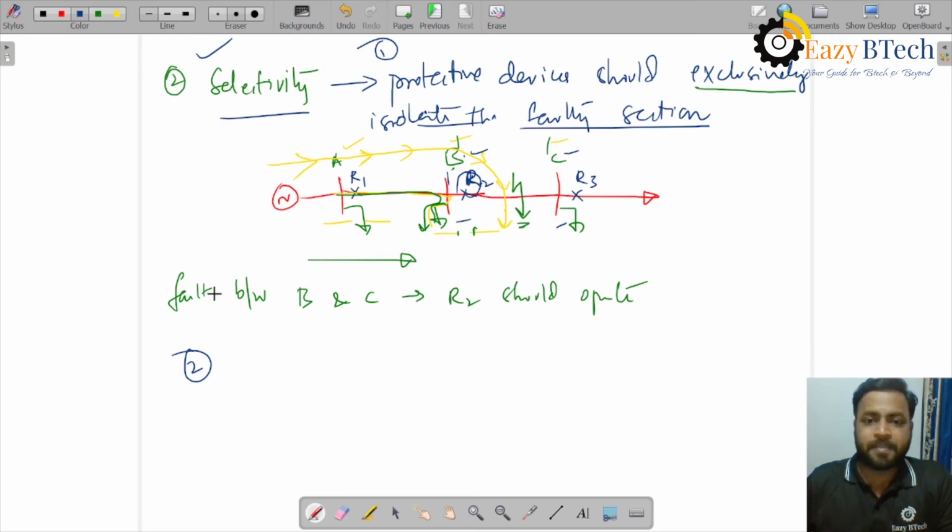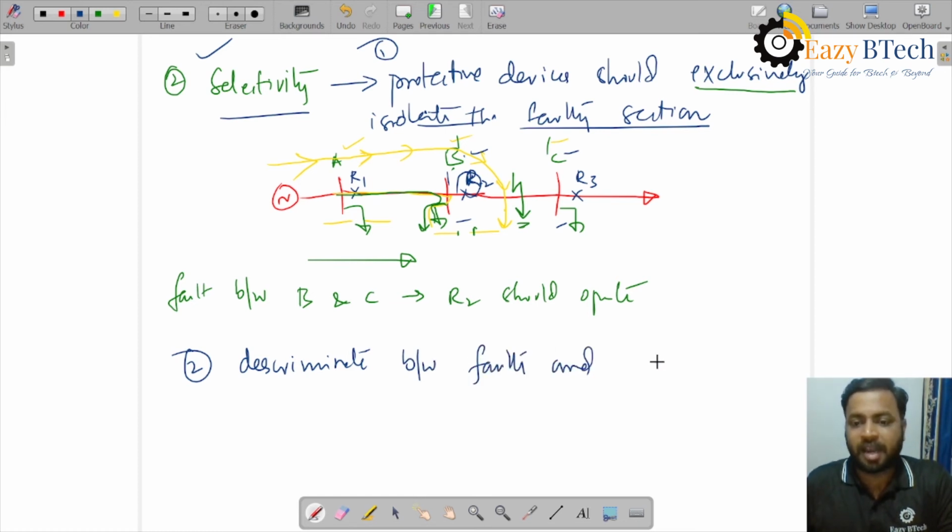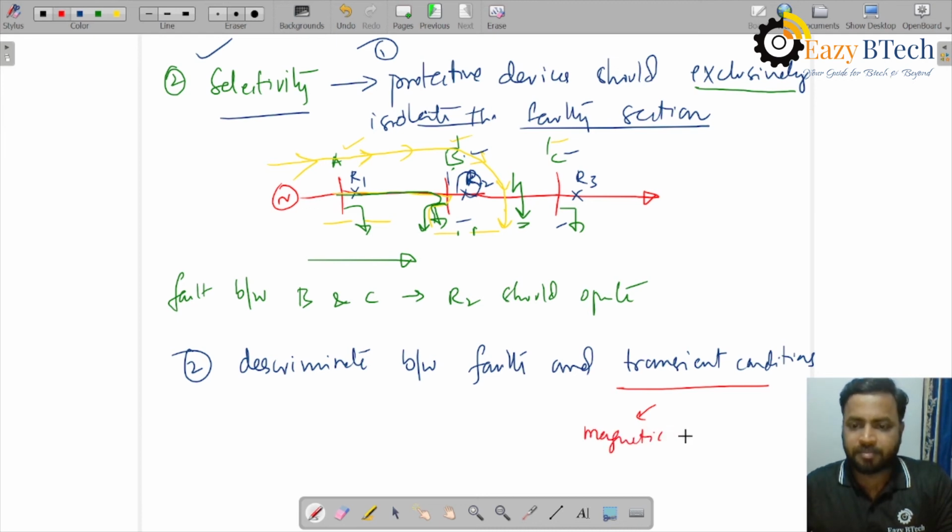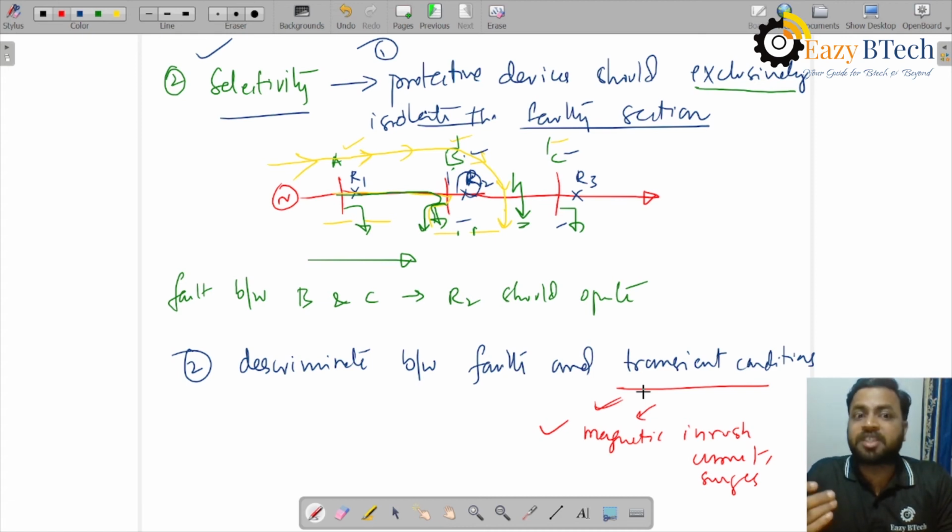The second aspect of selectivity is that protective devices are able to discriminate between faults and transient conditions, like magnetic inrush current, or some surges on the power system. These transient conditions last for a momentary few seconds, and power system relays and circuit breakers should tolerate them. Even though the magnitude of current is high, they should be able to discriminate between an actual fault and a transient situation.